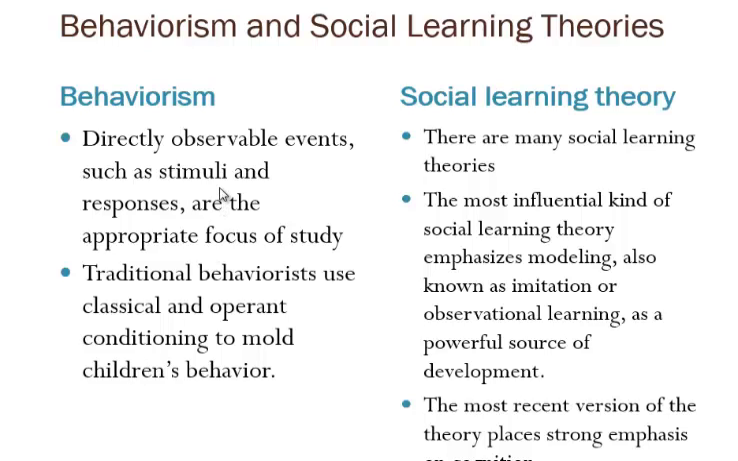They develop observable events like stimuli, something that stimulates a response, and the response itself. And traditional behaviorists use classical and operant conditioning to mold children's behavior. One way of training somebody, whether they be children or adults, is to use conditioning. Conditioning is the way in which a person is trained to expect certain responses to certain stimuli.